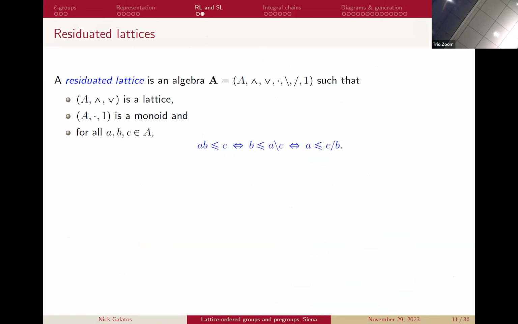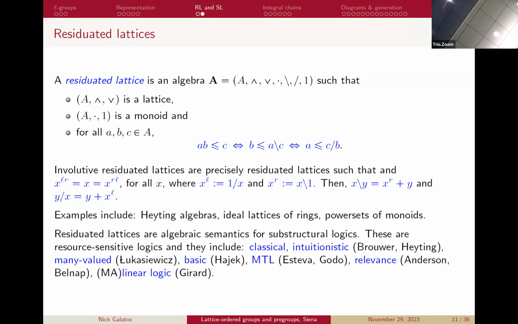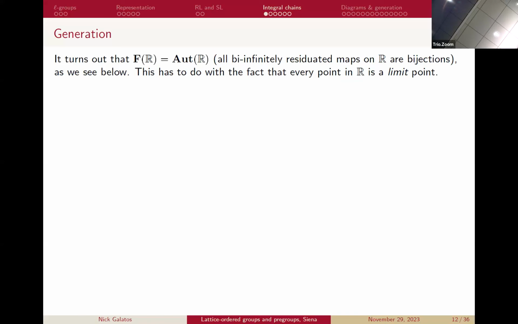And we're interested in involutive residuated lattices because we're actually interested in residuated lattices, and this is how you can define involutive ones from them. But the examples are now many more. Heyting algebras are allowed, the lattices of rings are monoids, and they connect to substructural logics. So that's why we're interested in involutive residuated lattices. I can just highlight the results now in the five minutes maybe that I have.